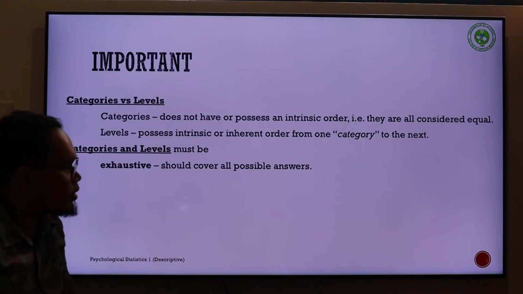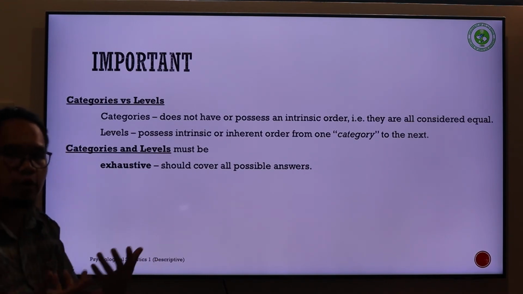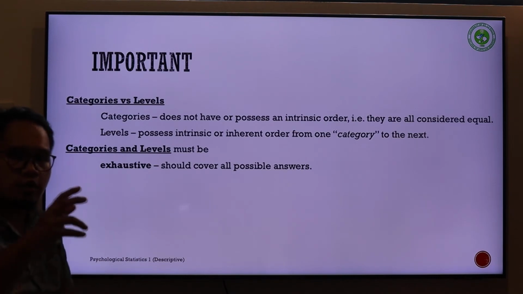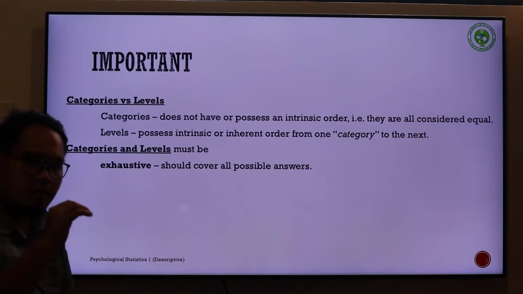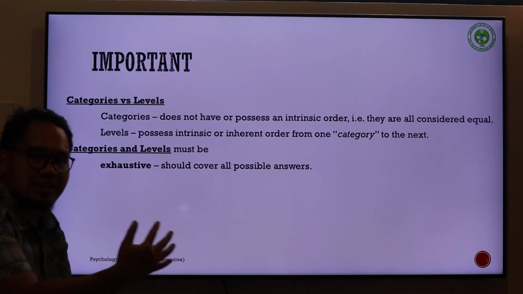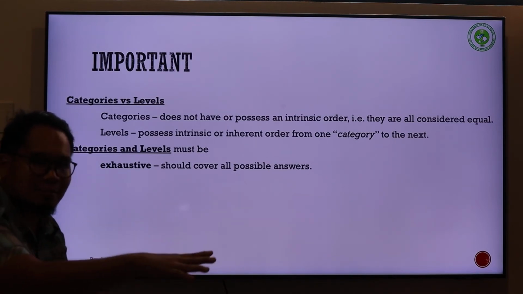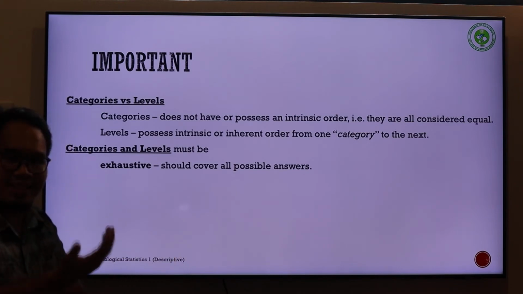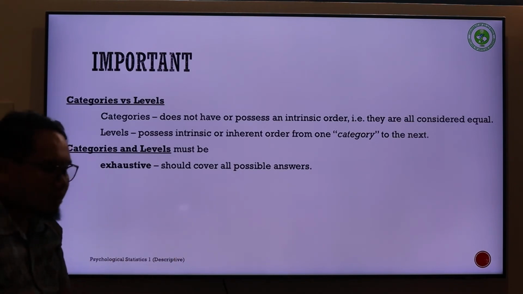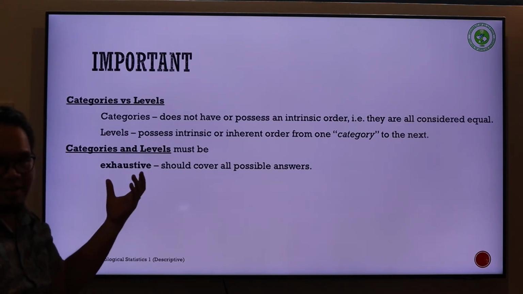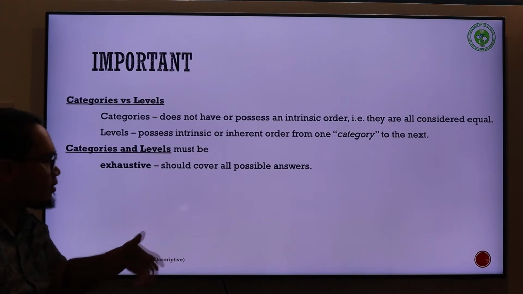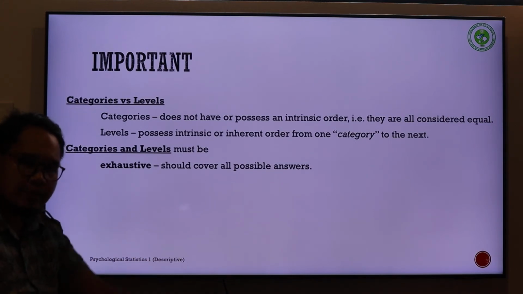Okay? That's why one tip, if you're not sure yet if your questionnaire is exhaustive, you should always put, at the end of the last option, others, comma, please specify, and then there's a blank. So that's one hint for everybody. If you're not sure that your options are exhaustive, you put others, comma, please specify, the blank.